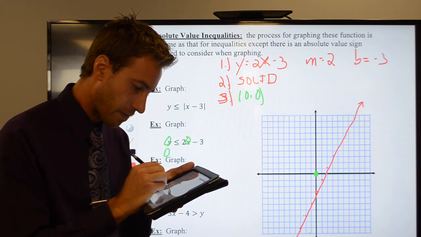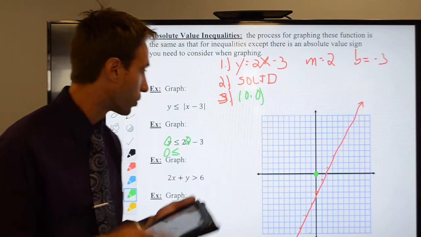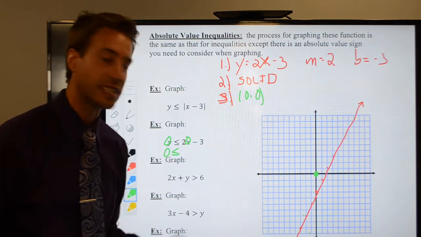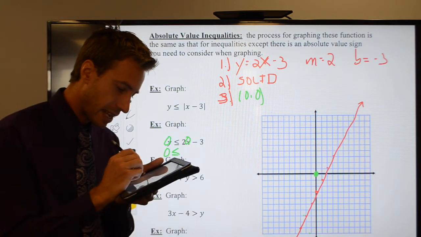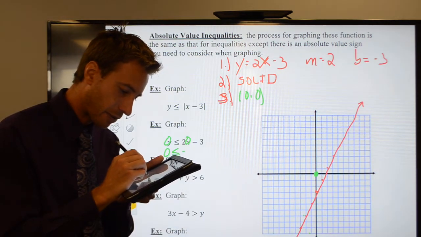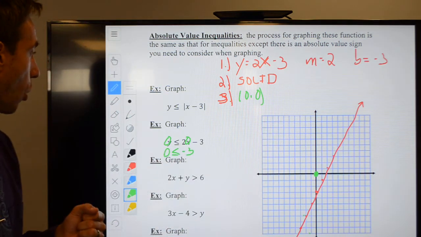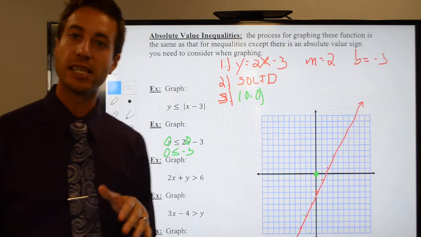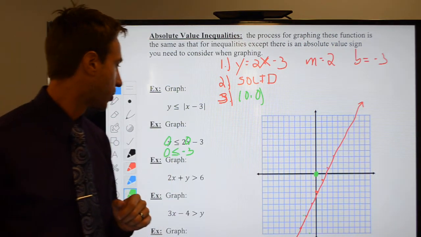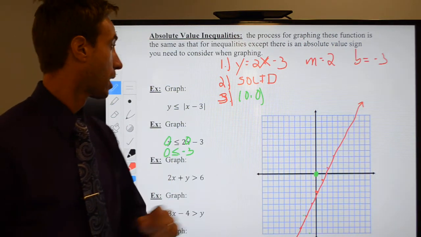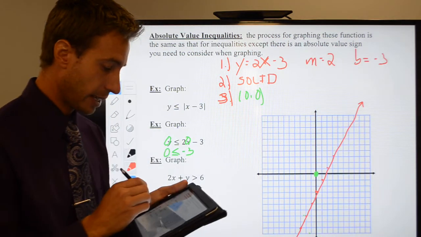Here's what I get. 0 is less than or equal to 2 times 0, which is 0, minus 3, which is a negative 3. The question is, is this a true or a false statement? Is 0 less than or equal to a negative 3? No, it is not.